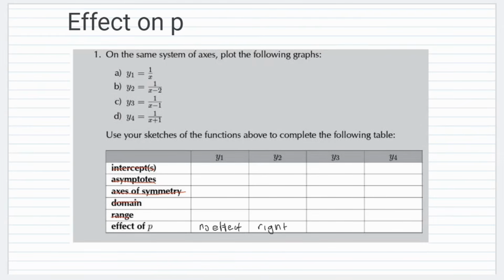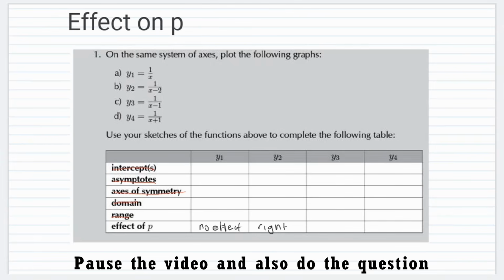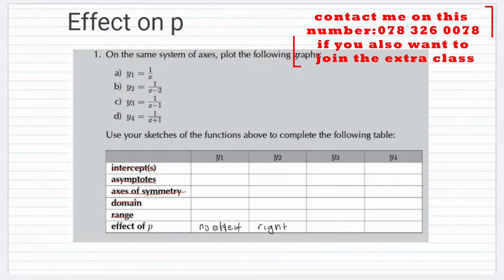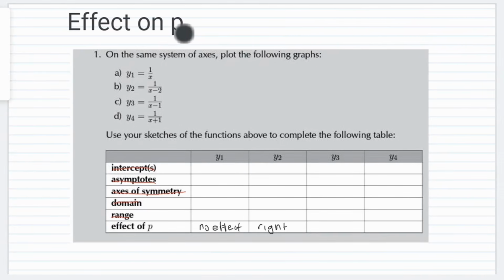So I'm going to give you guys 2 minutes to do Y3, only the effect of P, and another 2 minutes to do Y4. Don't do the other things, just the effect of P. So 4 minutes in total. Y3, which side does it move, left or right? Looking at P, what is the effect of P? It moves the function to the right. And the last one is obvious. It moves the function to the left.